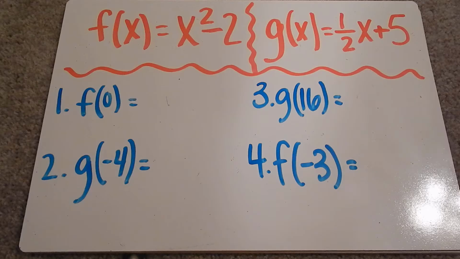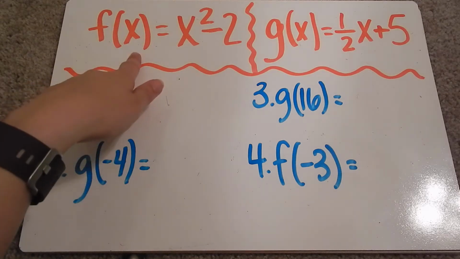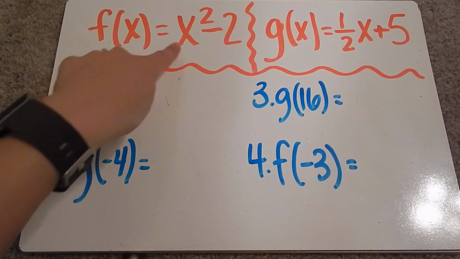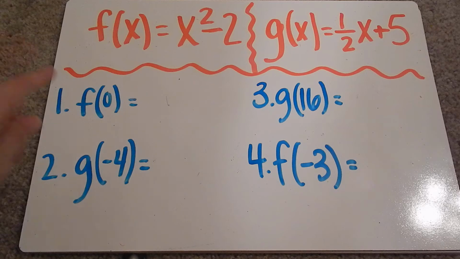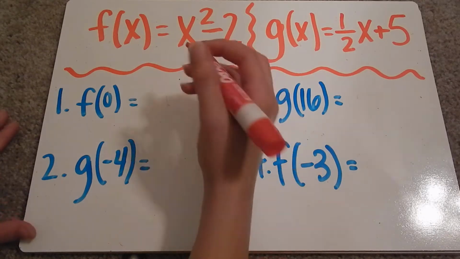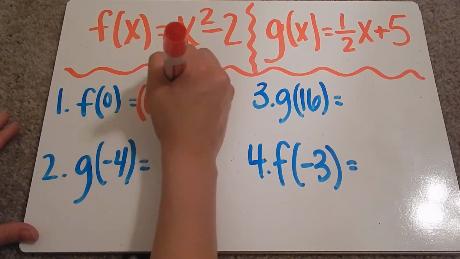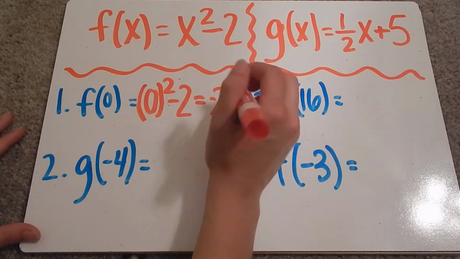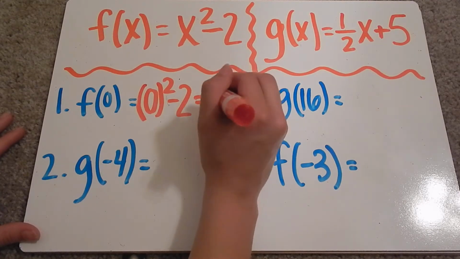Number 1 says f of 0. Well, the 0 is in place of the x. So that means all we have to do is take the f function, which is this here, and replace 0 for all the x's. Since it's x squared minus 2, it would be 0 squared minus 2. If you plug that into your calculator, you will get your answer of -2.